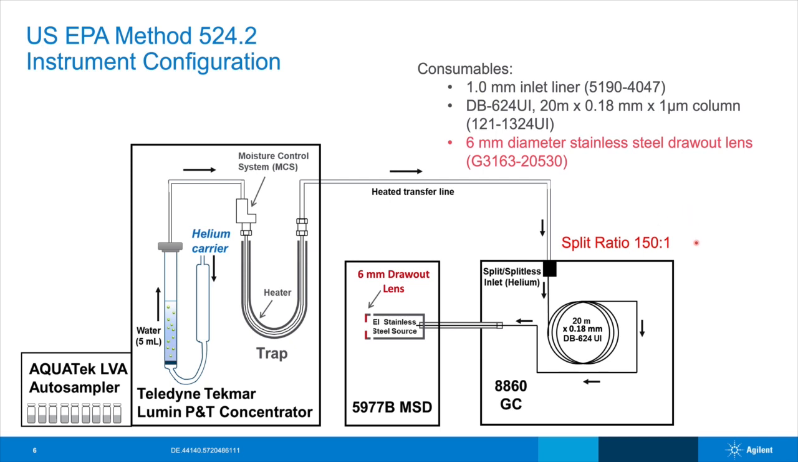And this has been found over the years to provide the best trade-off between detection limits, long-term stability of the response and of the tune, and actually gives the best overall performance. And a lot of people would be tempted to maybe drop the split ratio to attempt to get better detection limits. I would caution you against doing that. You're certainly welcome to try it, but mass spectrometers in general don't like a lot of water going into them.